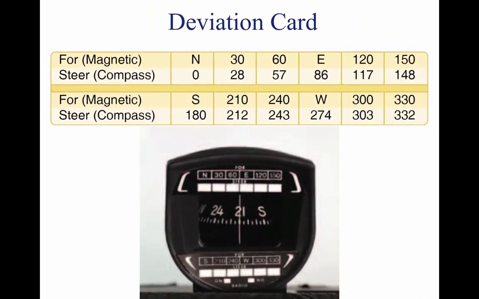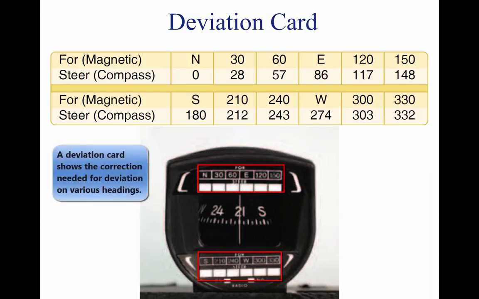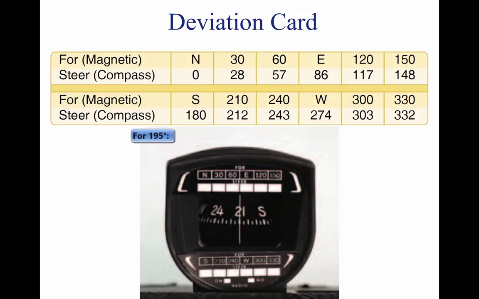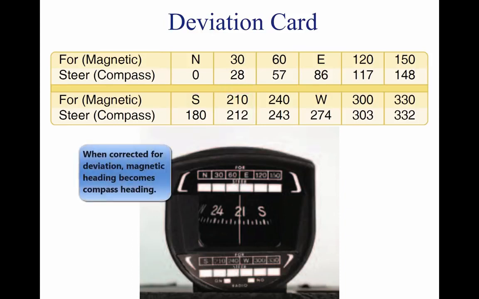A deviation card is mounted near the compass, showing the addition or subtraction required to correct for deviation on various headings, usually at intervals of 30 degrees. For intermediate readings, the pilot should be able to interpolate mentally with sufficient accuracy. For example, if the pilot needed the correction for 195 degrees and noted the correction for 180 degrees to be 0 degrees and for 210 degrees to be plus 2 degrees, it could be assumed that the correction for 195 degrees would be plus 1 degree. The magnetic heading, when corrected for deviation, is known as compass heading.